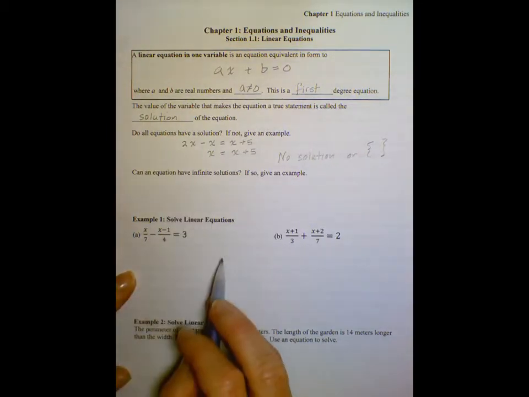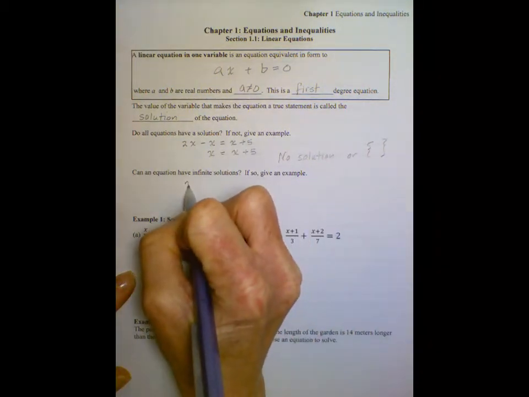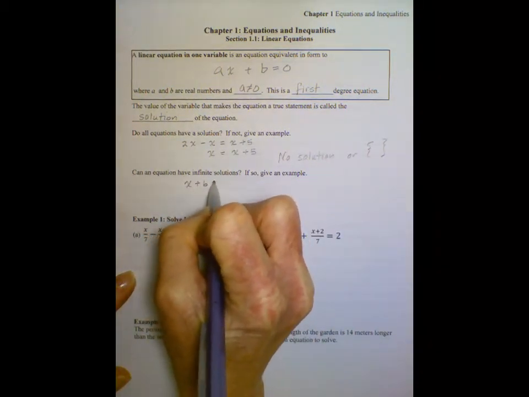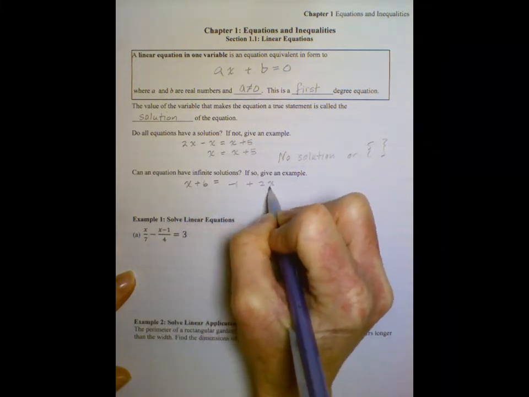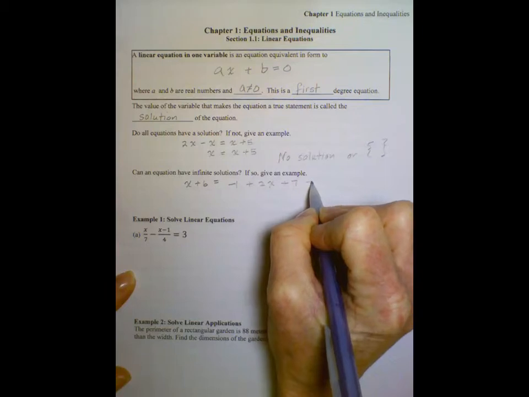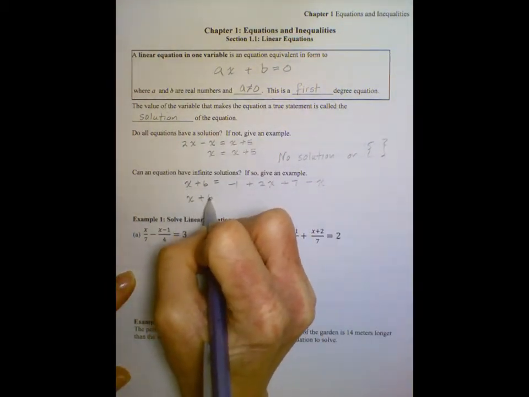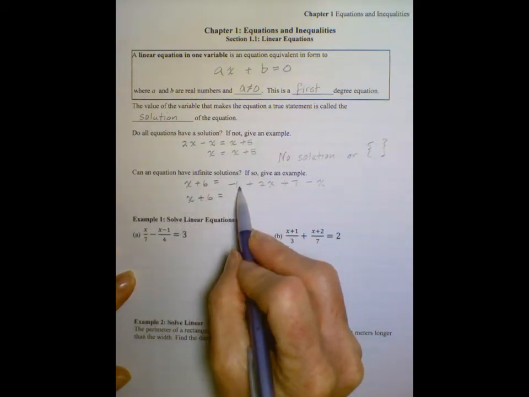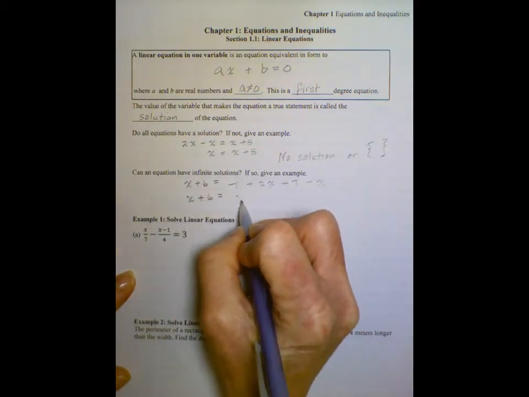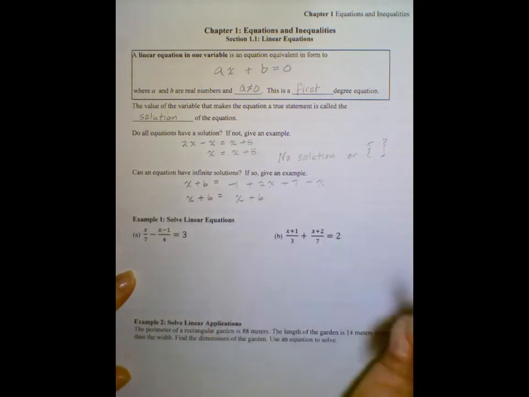Can they have infinite solutions? Any number works. What do you think? Let's see if we can come up with one. I have x plus 6 on the left and negative 1 plus 2x plus 7 minus x on the right. So let me simplify my right-hand side. This one I can't simplify further. I've got 2x minus x, that's 1x. Negative 1 plus 7, that's positive 6.